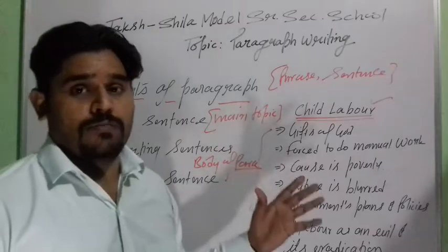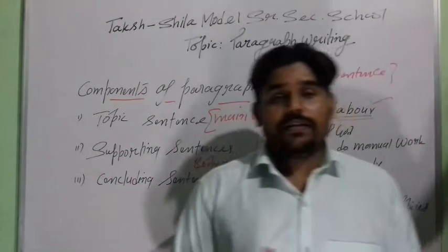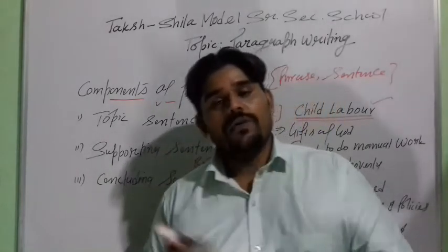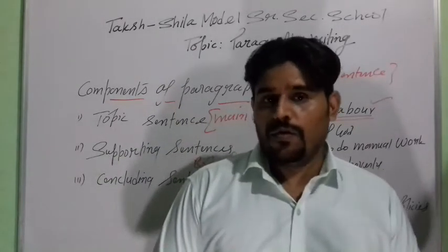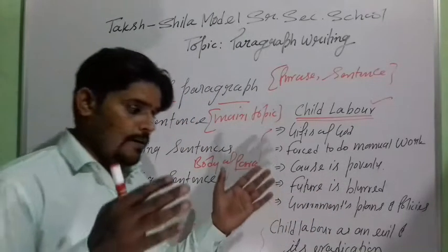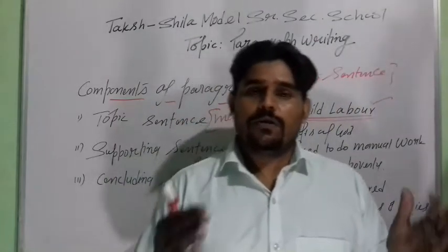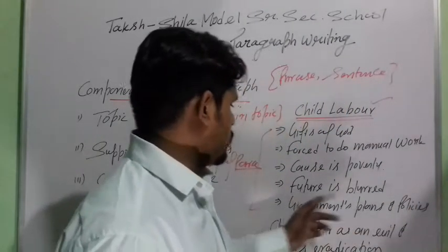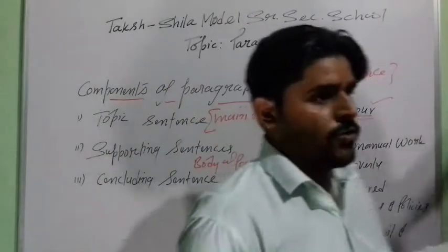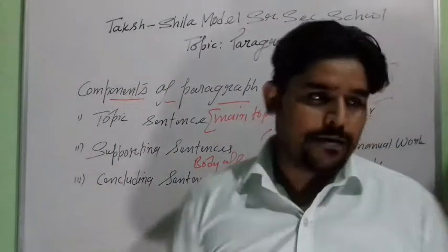Then their future is blurred. You can simply say those children, when they have the age to go to schools, rather than that, they are going where? They are going to the companies, to the firms to do work. So this way they are doing what? They are ruining their career themselves, or their career is going to be destroyed. Simply, their future also becomes what? Blurred. Their future becomes totally brightless, means there is no brightness in their future.